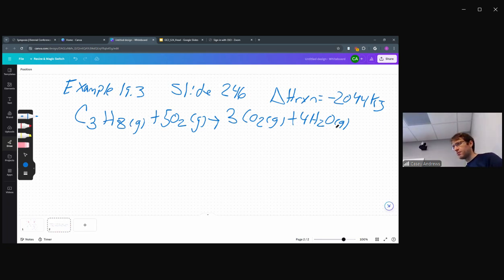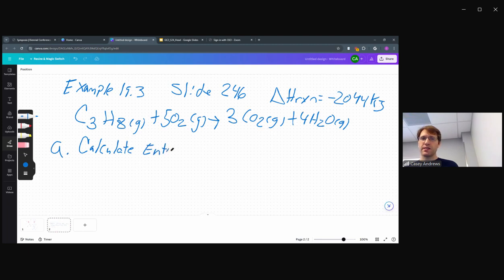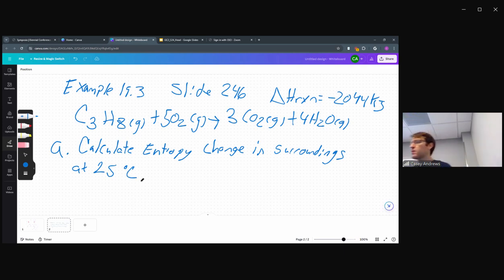Now, the negative makes sense because we are exploding something, we are combusting something, and so heat is being released by the reaction. So that's what that negative sign means. This is exothermic. So I'm going to walk you through how to do calculations for 19.3. Then I have another example for you to try. So the first question that is asked is calculate the entropy change in surroundings at 25 degrees centigrade. So we want to know, okay, based on what we say here, is the entropy of the surroundings increasing or decreasing?